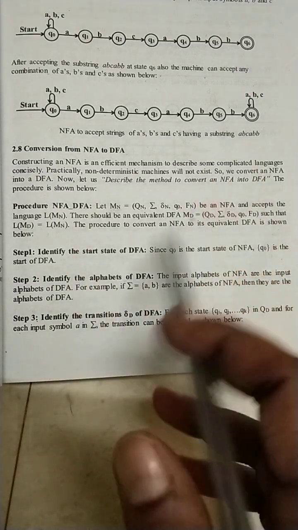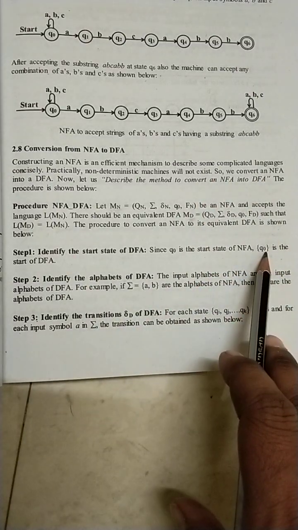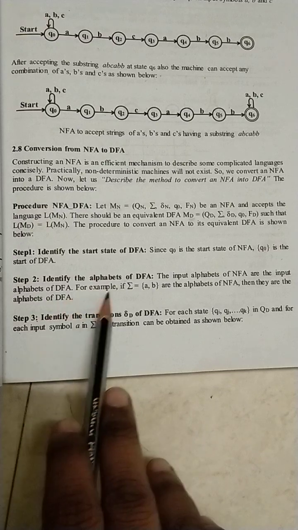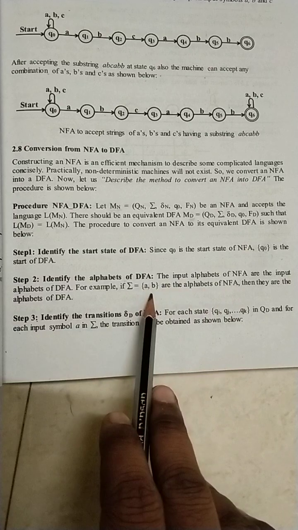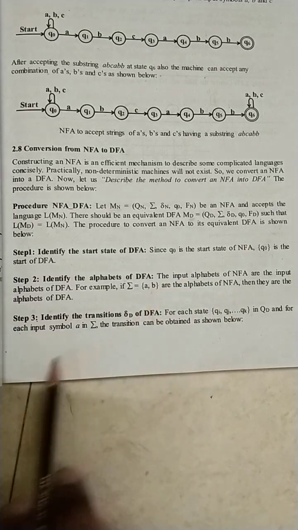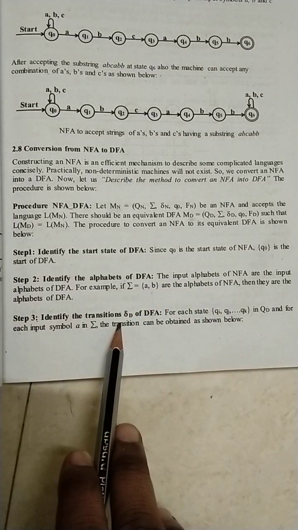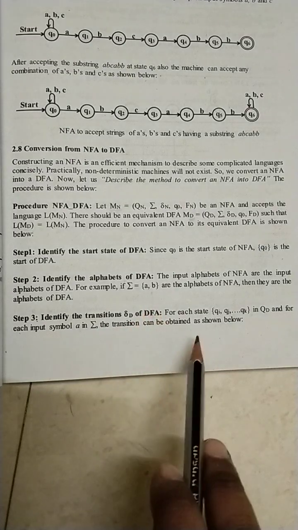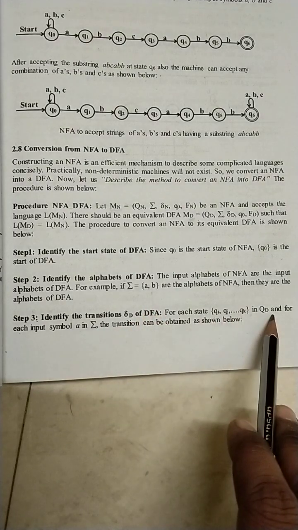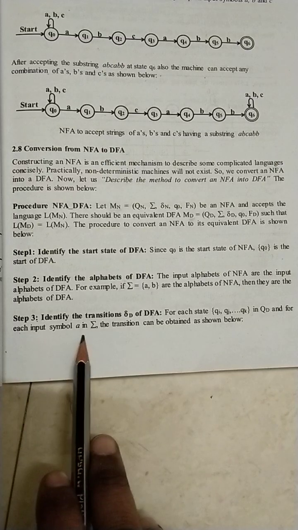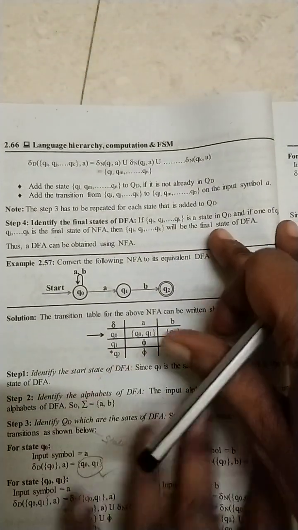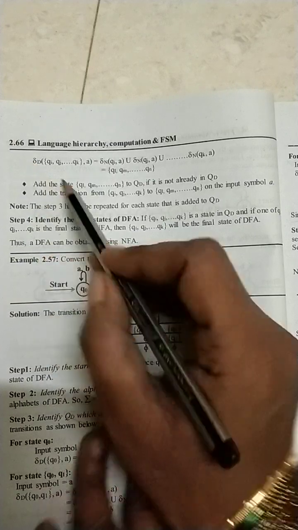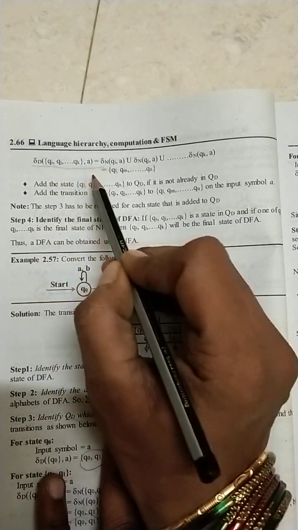It can be different in some problems, but normally it is Q0. And identify the alphabets of the DFA. In both the NFA and DFA there will almost always be the same alphabets. Okay. And identify the transitions. Whenever we are considering the transition for each state in QD and for each input symbol A in sigma, the transition can be obtained as follows. Here, for the transition, it has to check for both the symbols A and B.